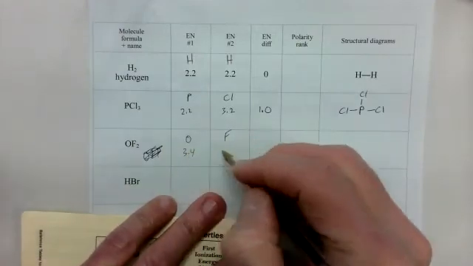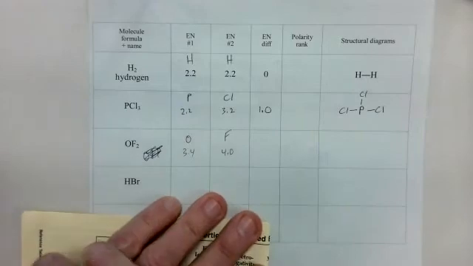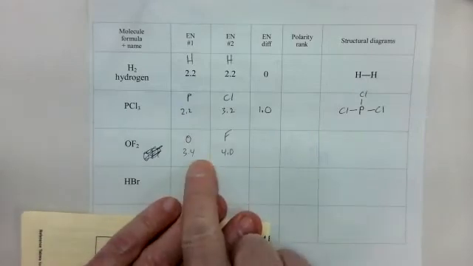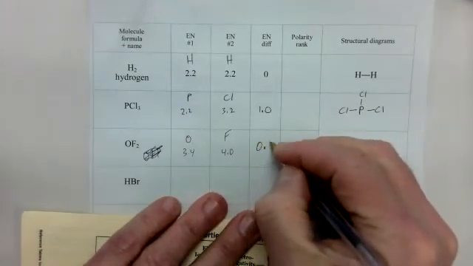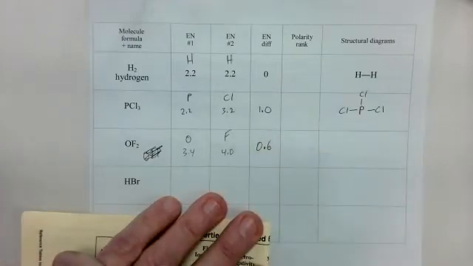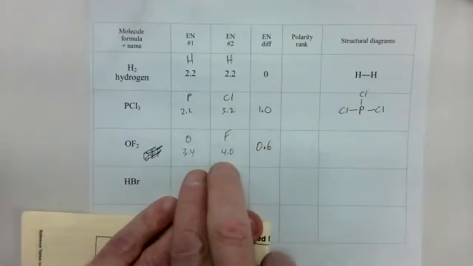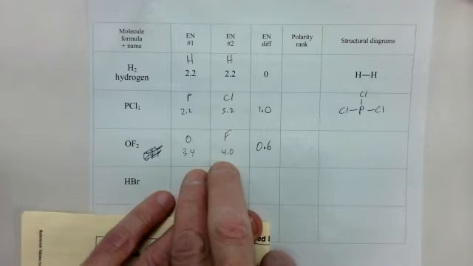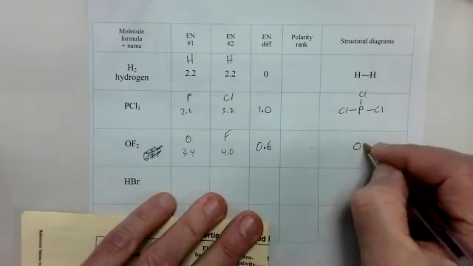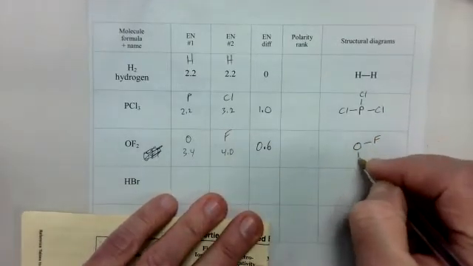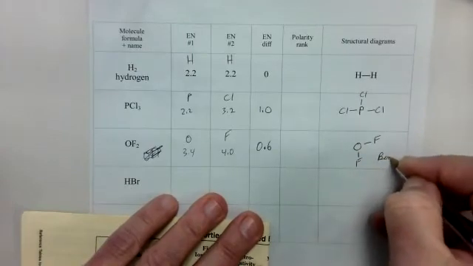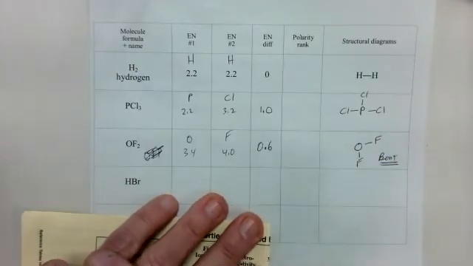Oxygen has a 3.4 and fluorine has a 4.0. What's the difference between these two numbers? 0.6. Now, how would we draw this? OF2. Well, the O is going to be in the middle, and it's going to bond to a fluorine over here and a fluorine over here, and it's also going to be bent, right? Oxygen likes to make bent molecules like water also.